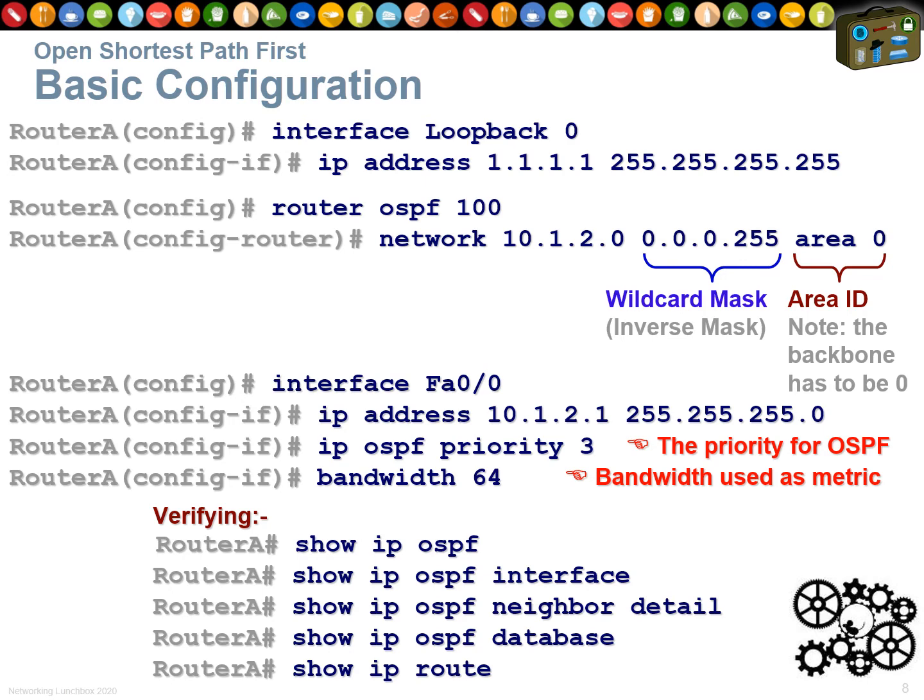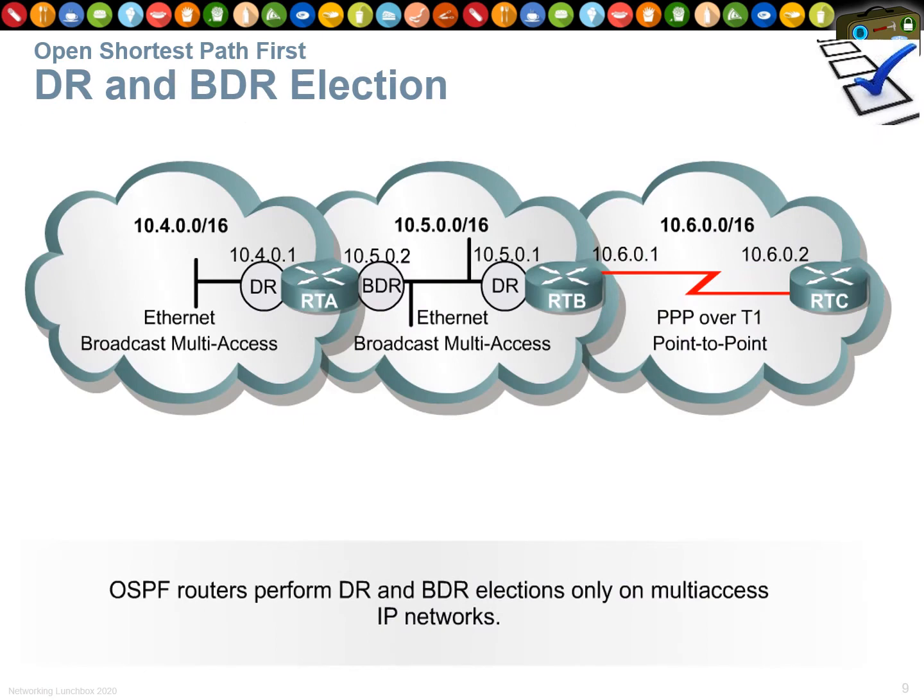Useful commands: show ip ospf, show ip ospf interface, show ip ospf neighbors, show ip ospf database. And now, I said we'd be talking a lot about the DR-BDR election, so let's have a look at it. OSPF must perform an election on all multi-access networks. So you can see that on the very left-hand network, there's been an election, but there's only one router there, only one link, so therefore that's the DR.